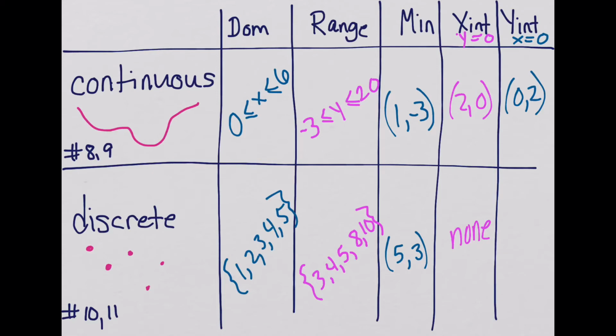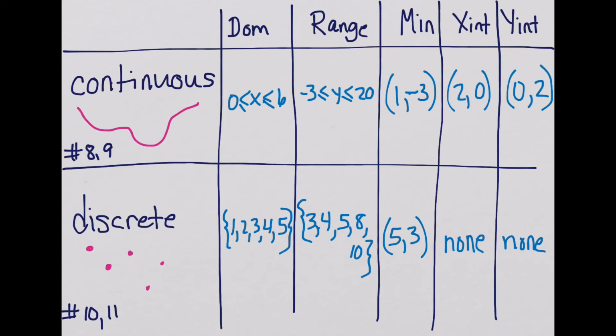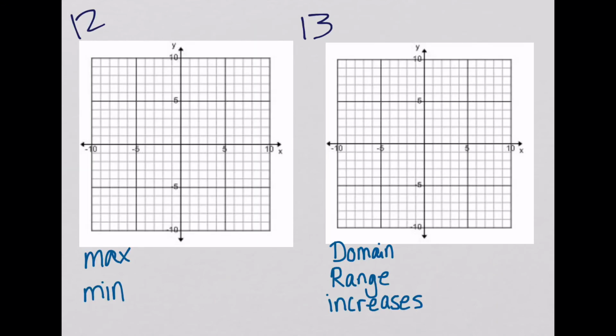Is there a place in the table for number 10 and 11 where x equals 0? Oh, you say there's not? Then there is no y-intercept either. And that's fine. That just means there's no dots on one of the axes. Hey, look at all the same answers.